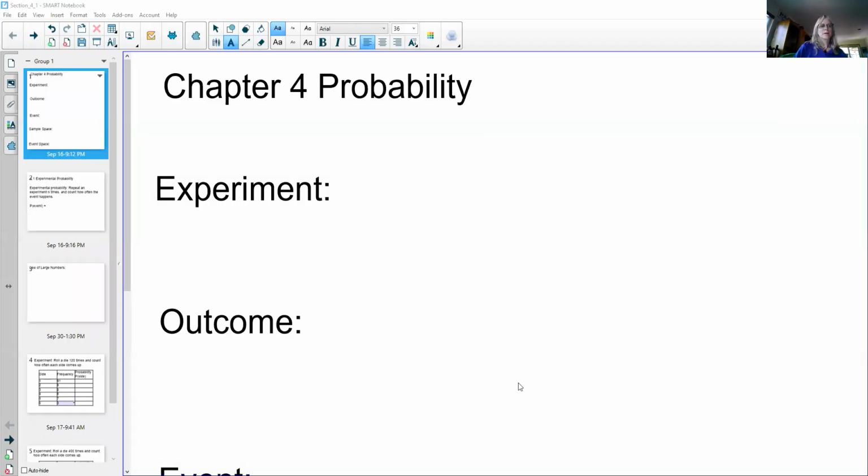To understand probabilities, it helps to have some definitions first. So we're going to look at probabilities as they pertain to statistics. So let's get a few definitions first. First off is, what is an experiment?